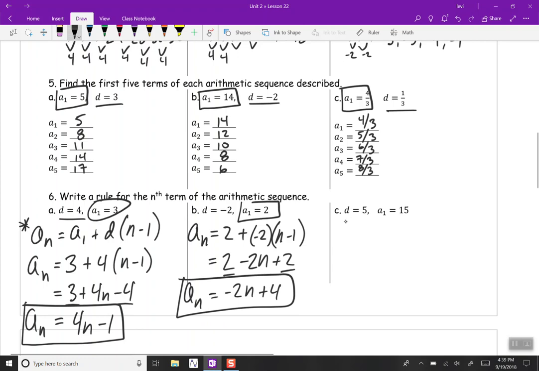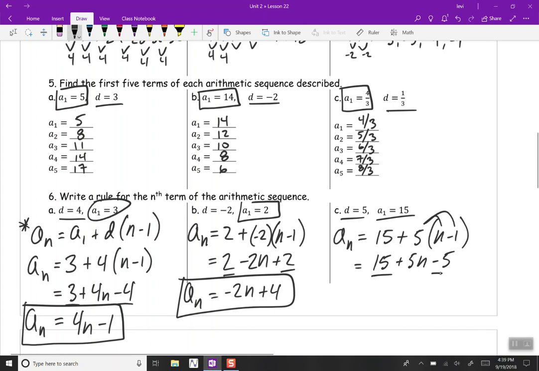Our last one, a sub n equals, our first term is 15, plus our common difference d, 5, times the quantity n minus 1. And this will be 15 plus 5n minus 5. 15 and negative 5 make 10, so that's 5n plus 10. There's our rule.